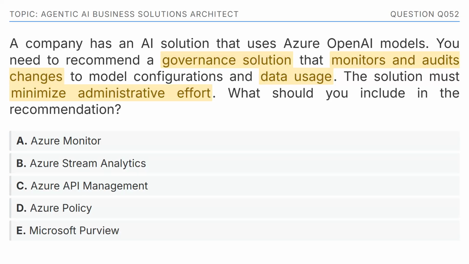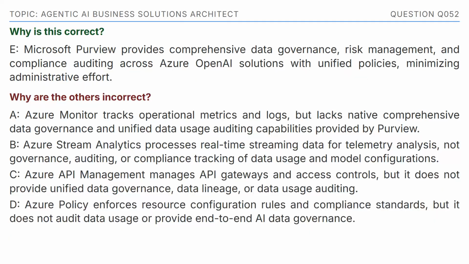To arrive at the correct answer, we focus on the keywords: governance solution, monitors and audits changes, data usage, minimize administrative effort. The correct answer is Option E, Microsoft Purview. Why is this correct? E. Microsoft Purview provides comprehensive data governance, risk management, and compliance auditing across Azure OpenAI solutions with unified policies, minimizing administrative effort. Why are the others incorrect?